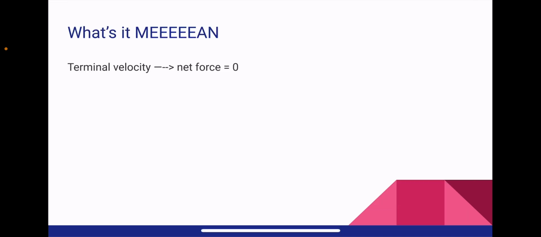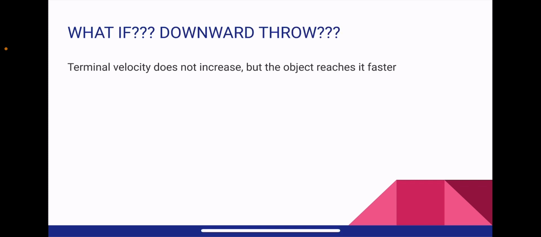Now, what does this mean? When it comes to terminal velocity, when the velocity equals constant, that means that the forces cancel out, which means net force equals 0 on the system being the paper. So if we were to throw downwards, terminal velocity would not increase from before, but it would approach it faster.